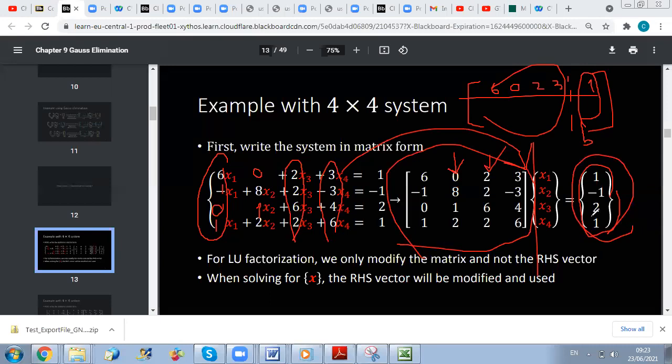Why? Because what is common, in case we vary only this vector, in this way we don't have to repeat the operation performed on A. This is the whole idea of LU factorization.